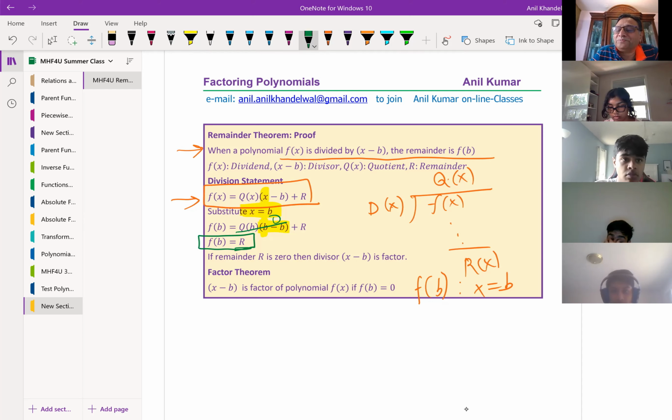Mohammed, is it clear to you? Yes. Vishnusa, clear? It's clear. And also, if f of b is 0, if the remainder is 0, then it is a factor. Clear? So we get our factor theorem.